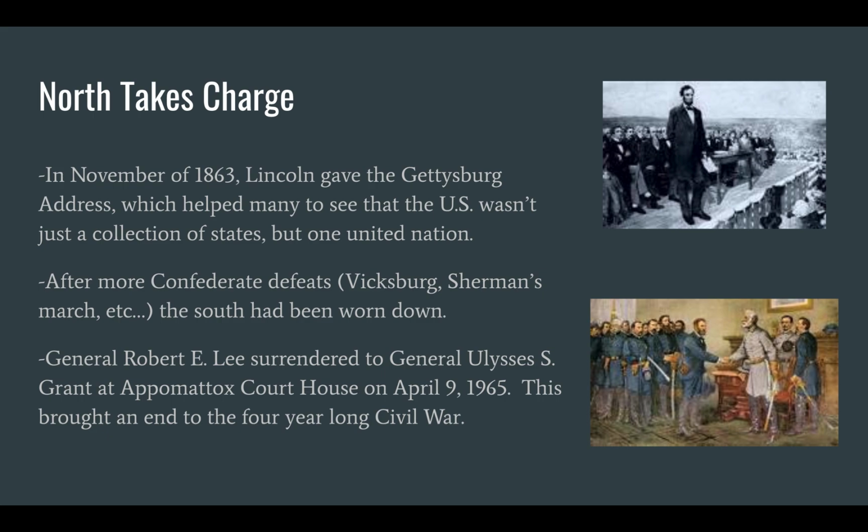After more Confederate defeats, like Vicksburg and Sherman's March, the South had been worn down. They didn't have what they needed to produce their goods anymore. Many of their farms had been destroyed and couldn't grow crops in the quantities that they needed to. They were struggling. So General Robert E. Lee surrendered to General Ulysses S. Grant at Appomattox Courthouse on April 9th, 1865. This brought an end to the 4-year-long Civil War.